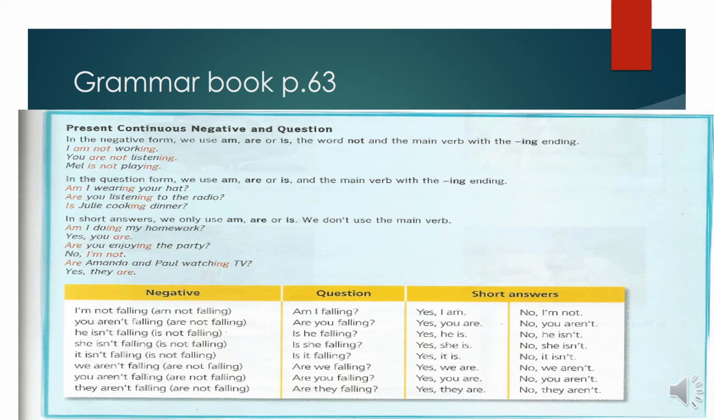Am I wearing your hat? Are you listening to the radio? Is Julia cooking dinner? And don't forget to put a question mark. In short answers, we only use am, are, or is. We don't use the main verb. Am I doing my homework? Yes, you are. Are you enjoying the party? No, I'm not. Are Amanda and Paul watching TV? Yes, they are.